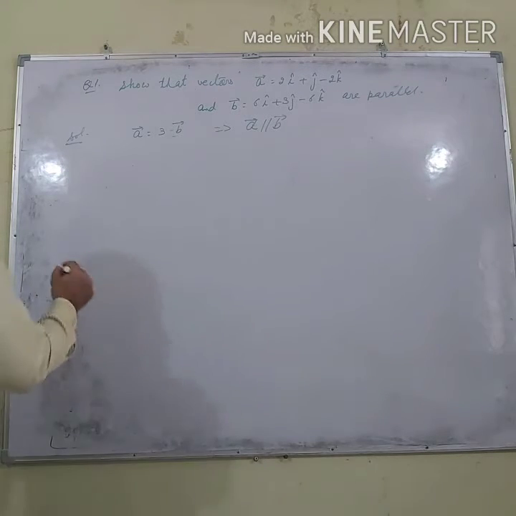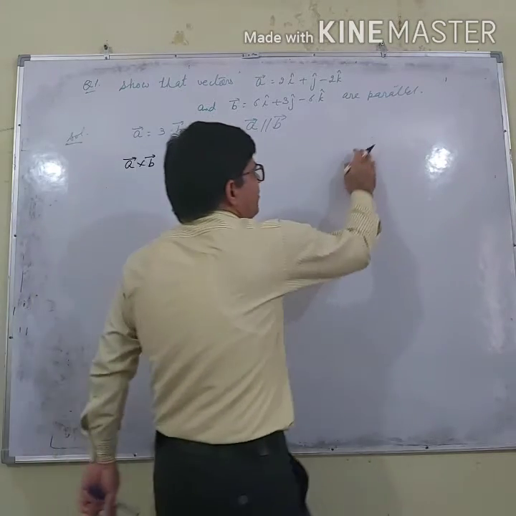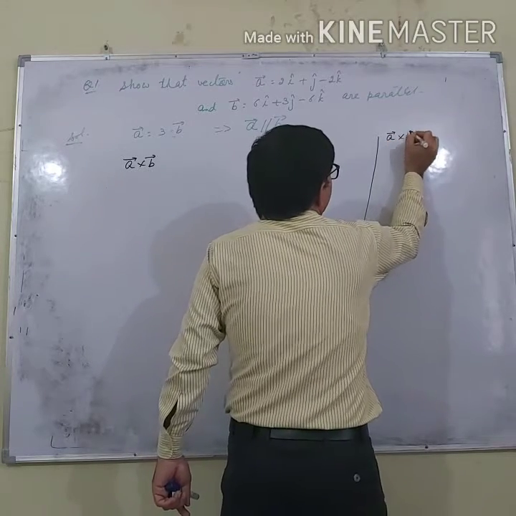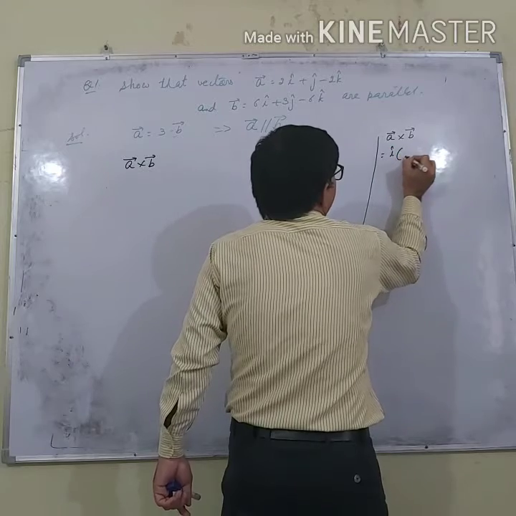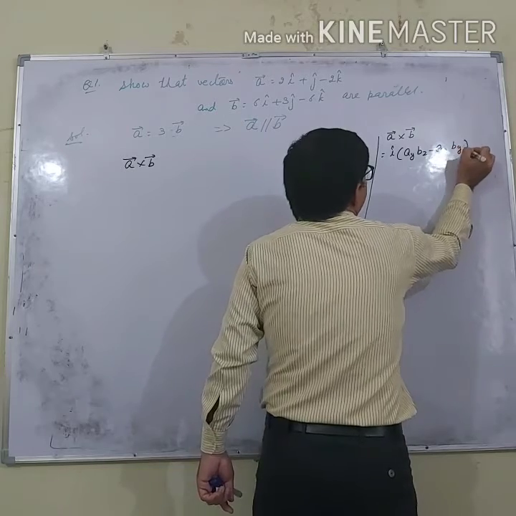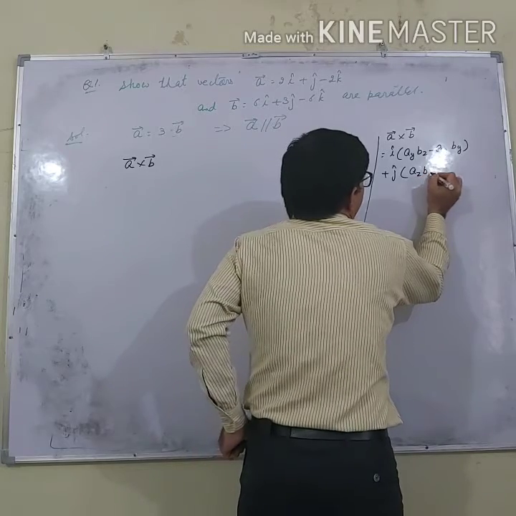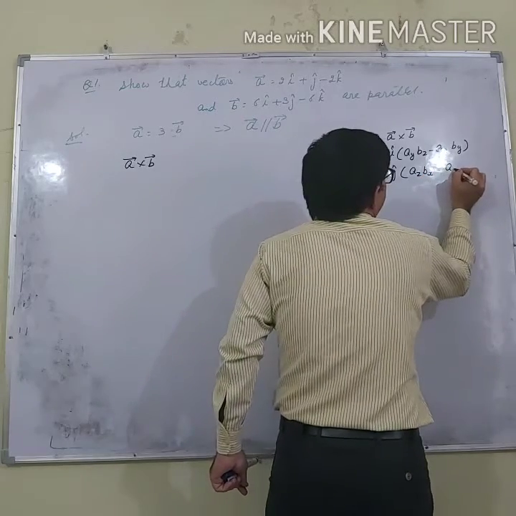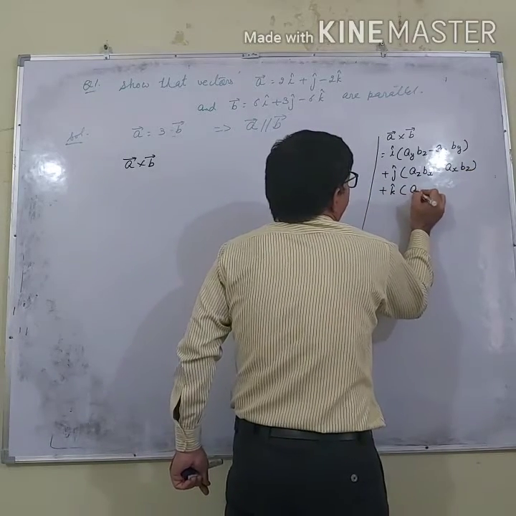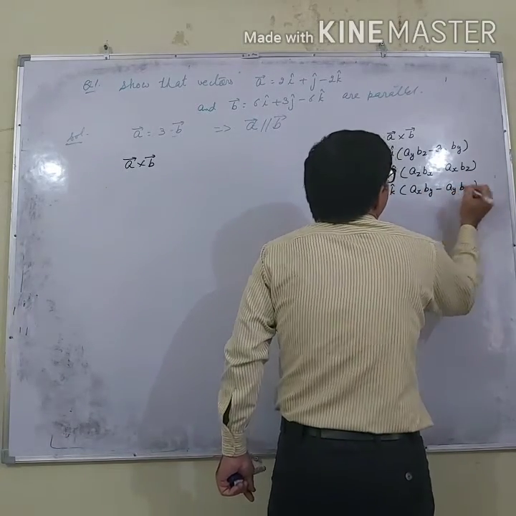And the second method is to find A cross B. And all of you know that vector A cross B equals i cap (AY BZ minus AZ BY) plus j cap (AZ BX minus AX BZ) plus k cap (AX BY minus AY BX).